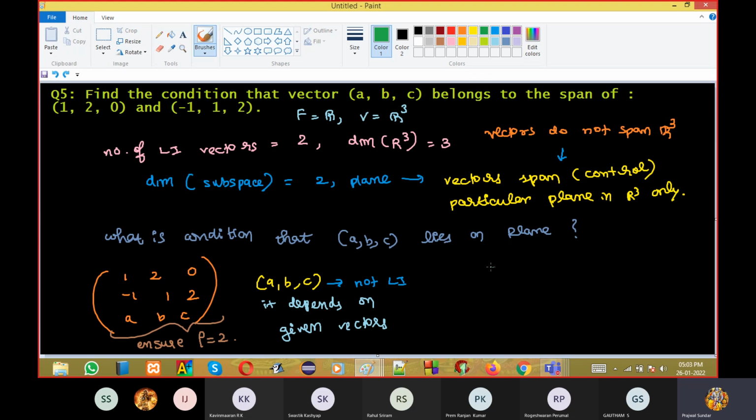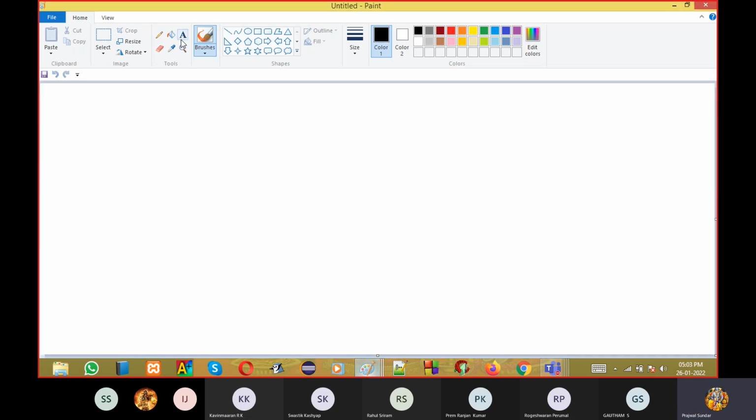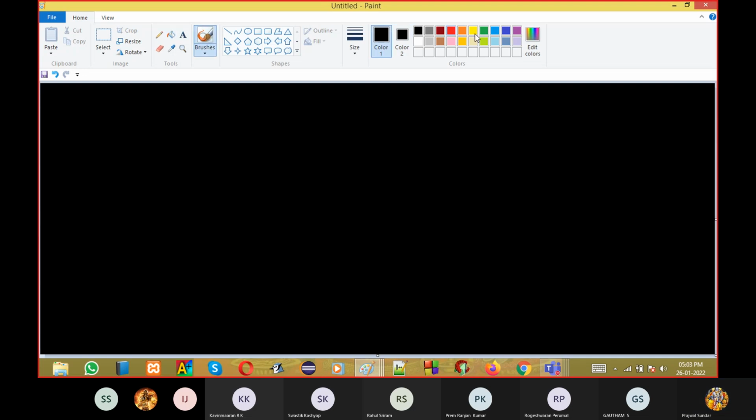So what I'll do is I'm trying to bring it into row echelon format. Try to bring into row echelon format. So what I'll do, 1, 2, 0. I'm having 1, 2, 0. I'm having minus 1, 1, 2. I'm having A, B, C. Okay. So now I'm trying to bring to row echelon format. I am keeping this as pivot. And I'm performing row operations.